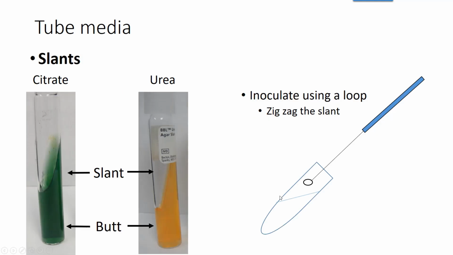The other 2 tubes that were set up are both from the Biochem Reaction A worksheet. It's the citrate and the urea, and we set both of them up the exact same way. We're going to use a loop instead of a needle. We're going to pick up a colony of bacteria from a plate, and we're going to start at the bottom of the slant and then zigzag up the slant, just depositing bacteria in the slant region, and we do that with both the citrate and the urea.